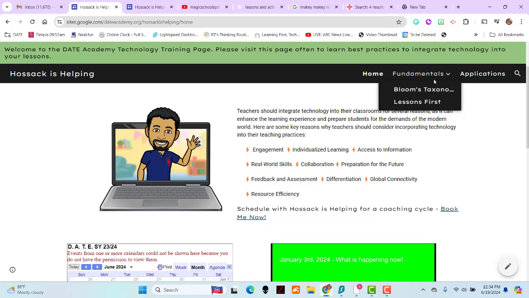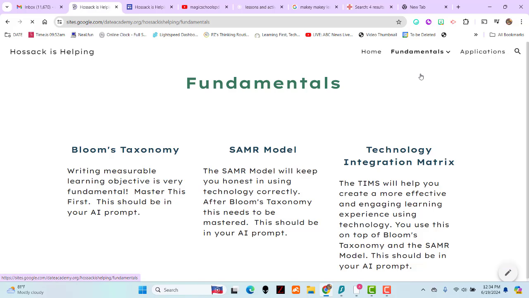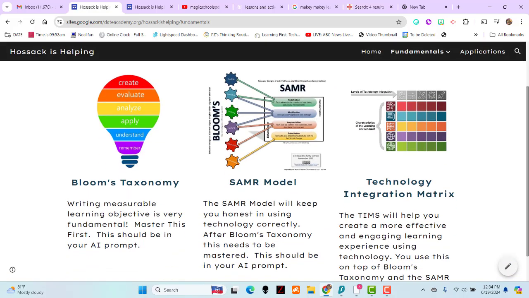There are some fundamentals that we should keep in mind. The first thing is Bloom's taxonomy. We want to challenge our students, and we want to get the students high up on Bloom's taxonomy. Obviously, not every lesson has to be high up, but you should have a variety of these levels in your lessons.